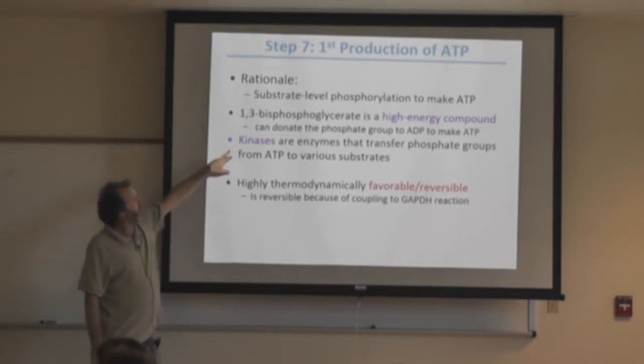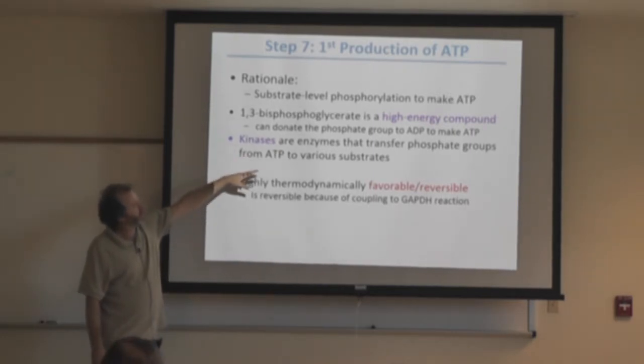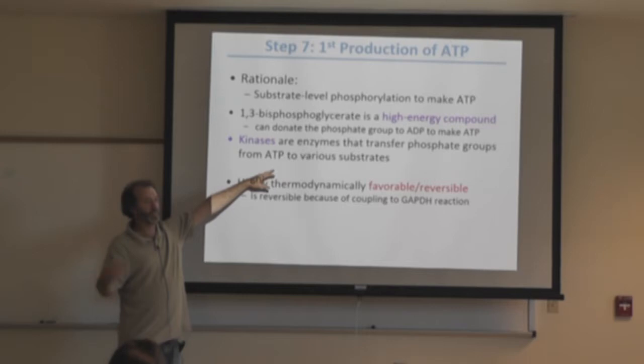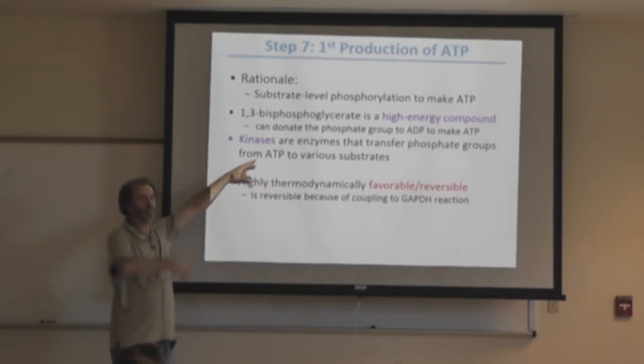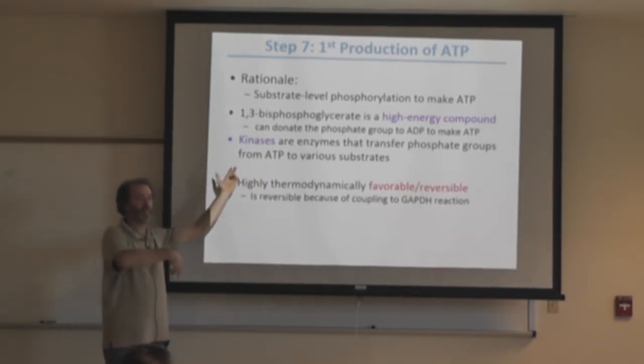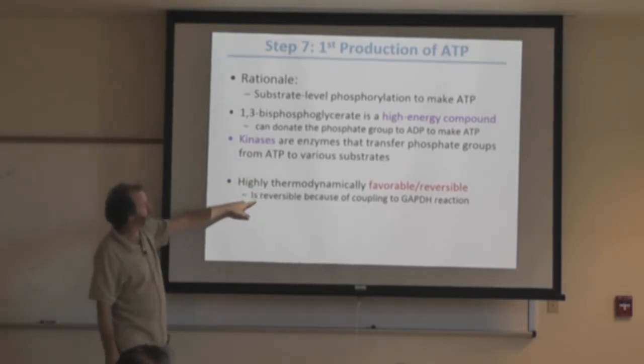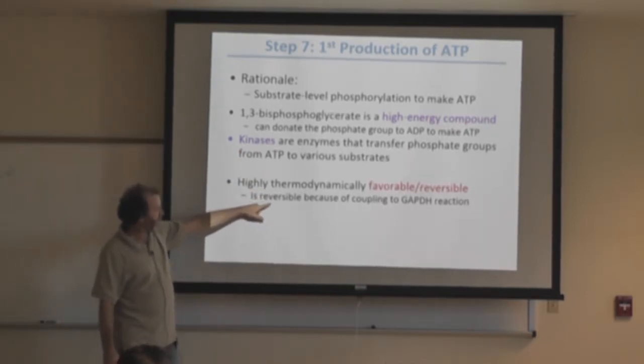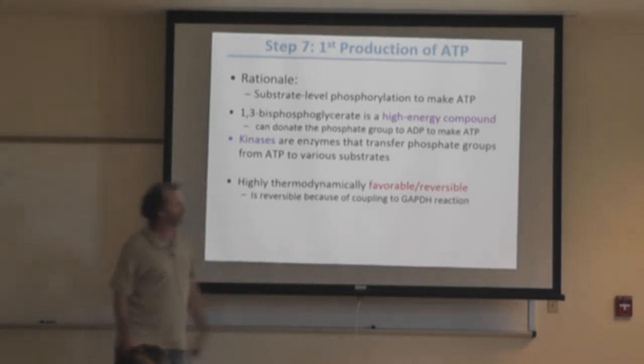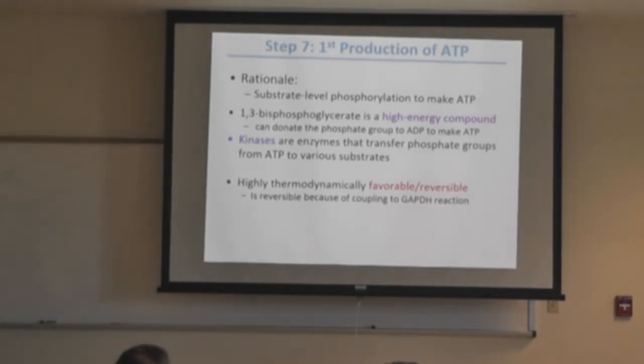Okay. And kinases are enzymes that transfer phosphate groups from ATP to various substances, and this one kind of runs in reverse because it's actually phosphorylating ADP to make ATP. It's highly thermodynamically favorable, and it's reversible because of coupling to GAP-DH reactions.